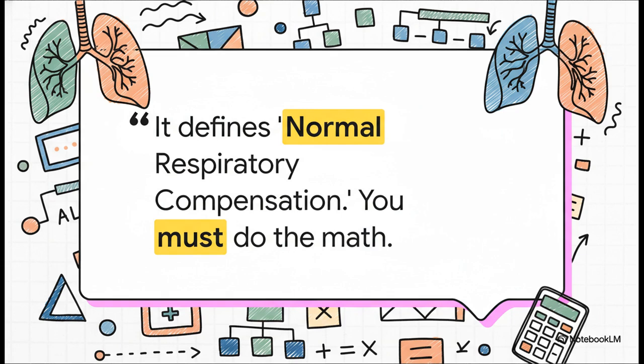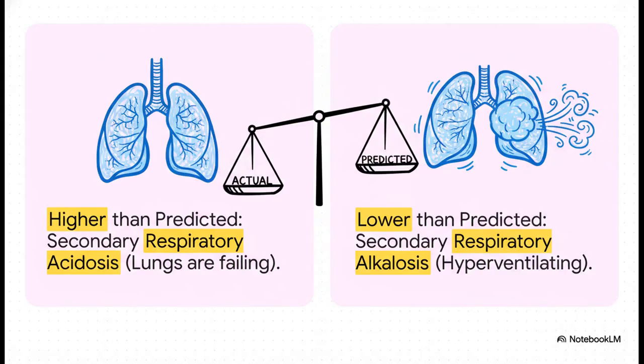Because it defines normal respiratory compensation. The formula, 1.5 times the measured bicarbonate plus 8, gives you a number. It tells you exactly what the CO2 should be in a perfect compensatory state. You cannot guess. You have to do the math. And this right here is the whole game, the gap versus gas battle. If the patient's actual CO2 is higher than what your formula predicted, their lungs are failing them. That's a secondary respiratory acidosis. If their CO2 is lower, they're blowing off way too much, a secondary respiratory alkalosis.